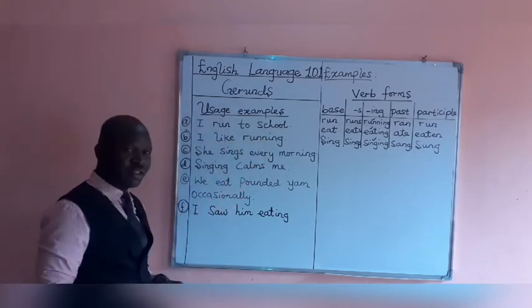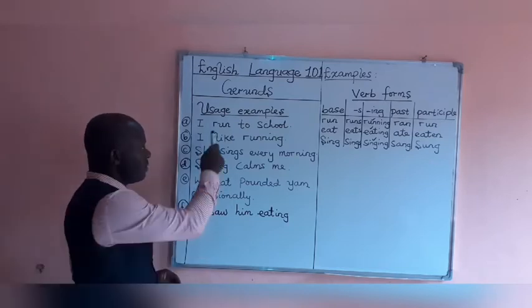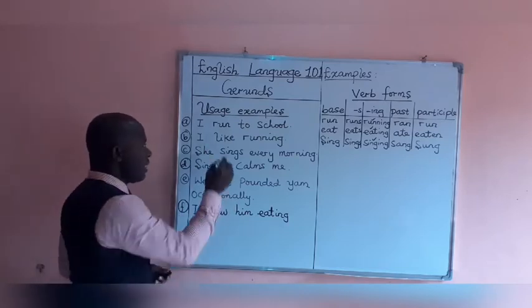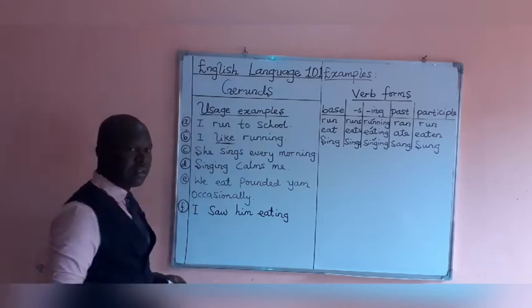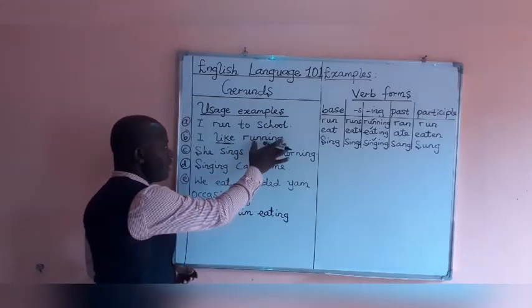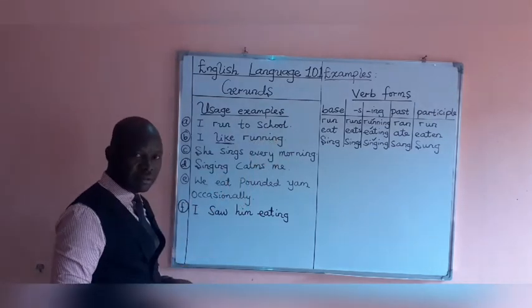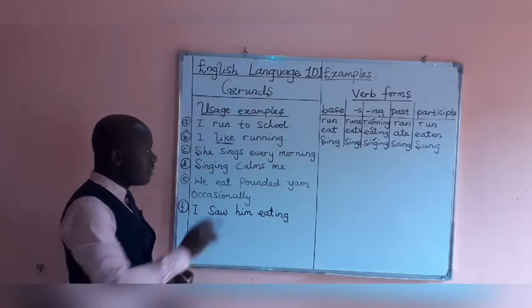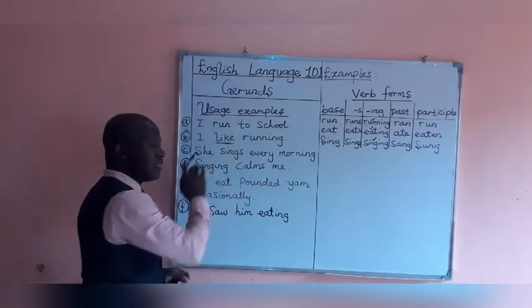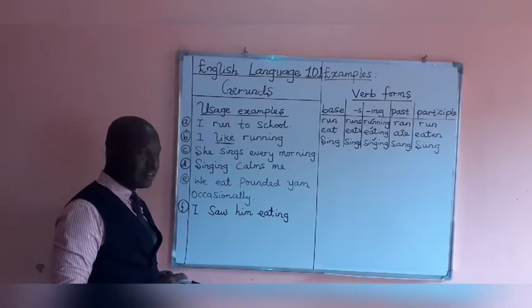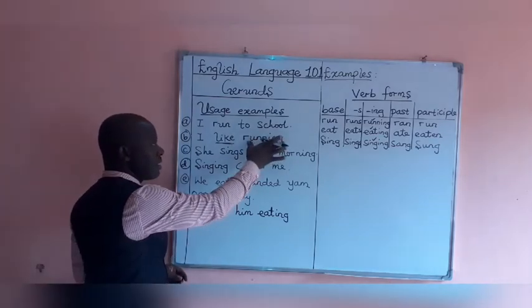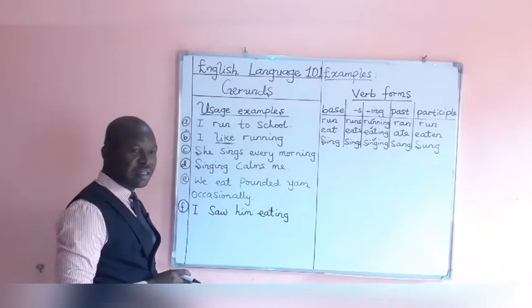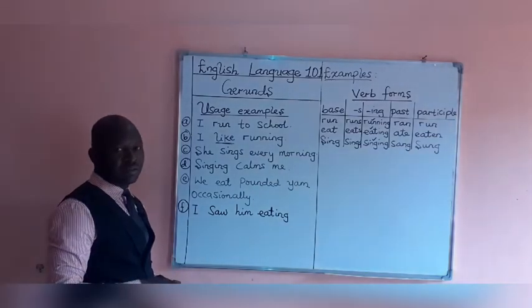But if you look closely at the second sentence next to it, I like running. Running there is not the verb. The verb there is like. Running is a noun that is receiving this action of likeness. So this functions as a noun here, not as a verb.